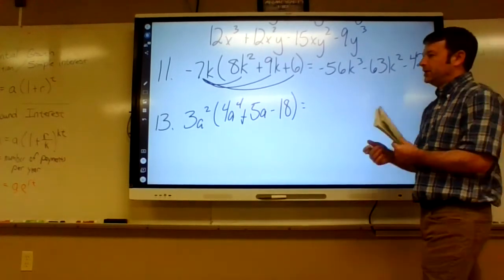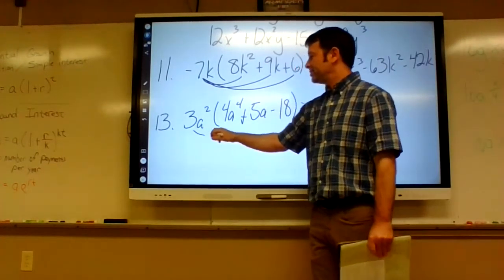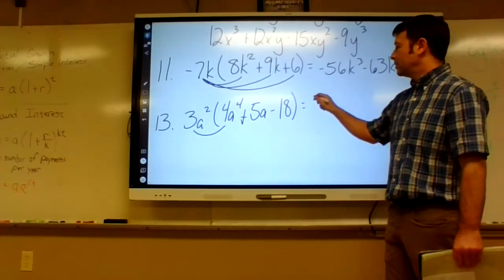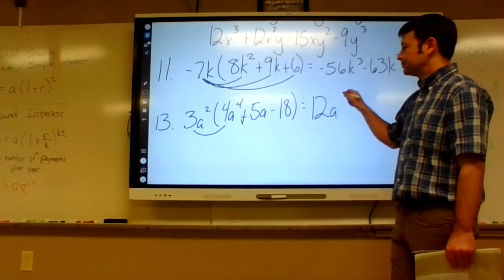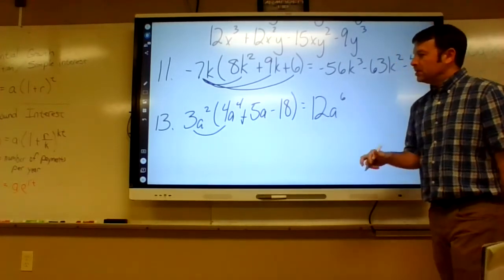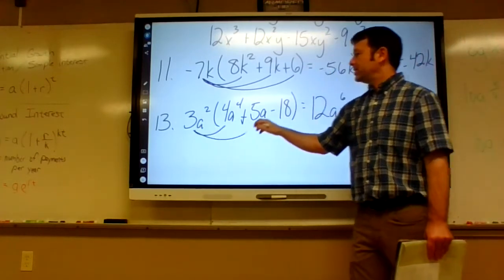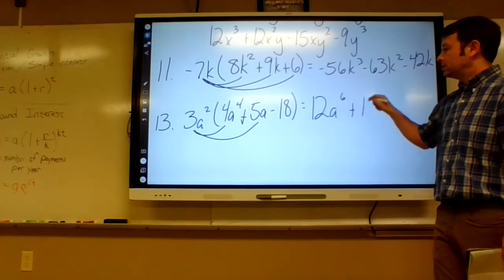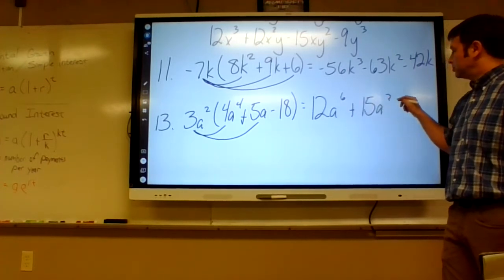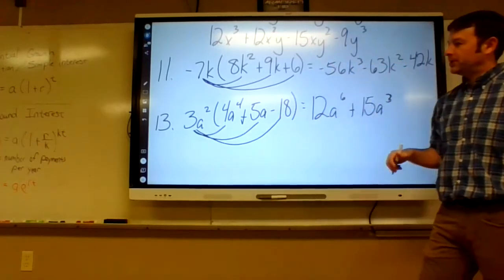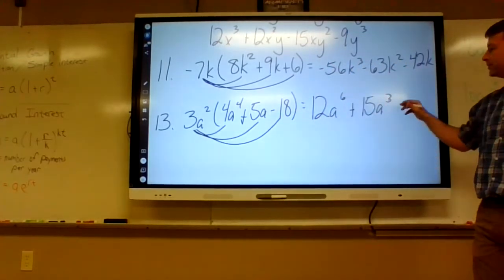Okay, Shannon. What's 3a squared times 4a to the 4th? 12a to the 8. Nope. 6. And then what's 3a squared times 5a? 15a. And then what's 3a squared times the last term? Oh, that's kind of a big one. That'd be negative 54.